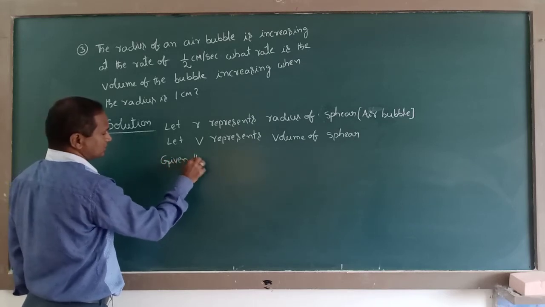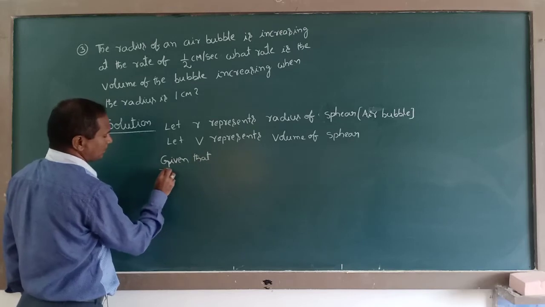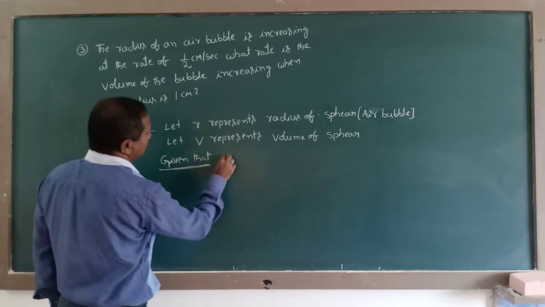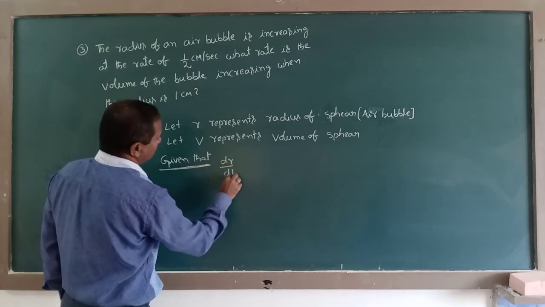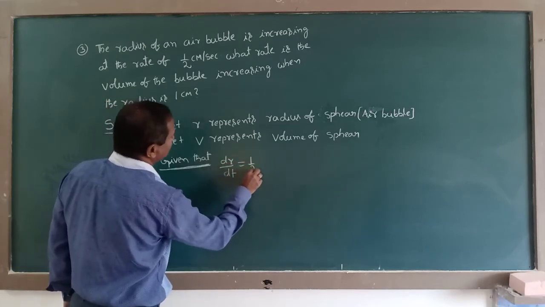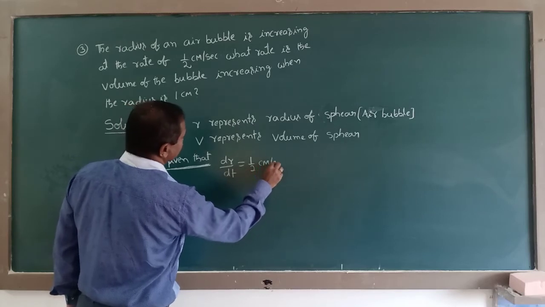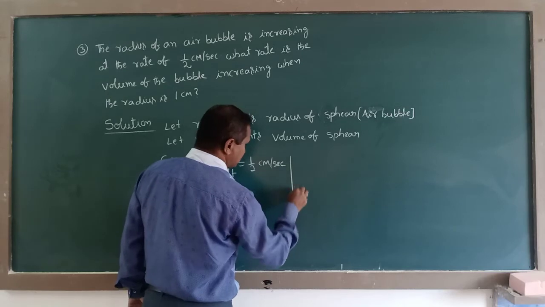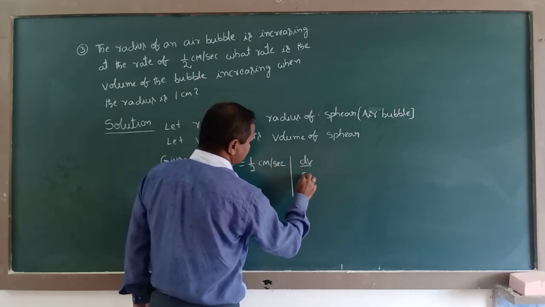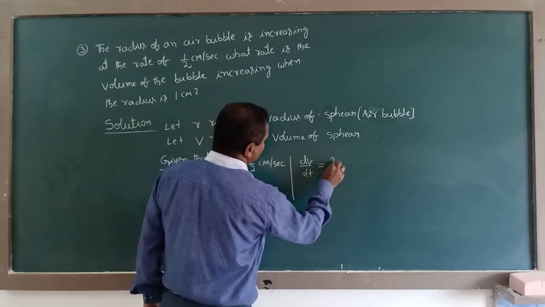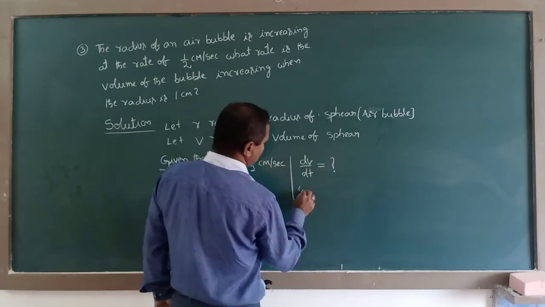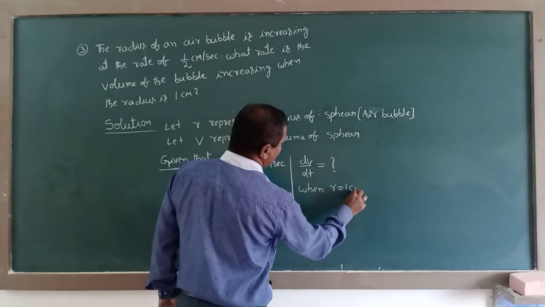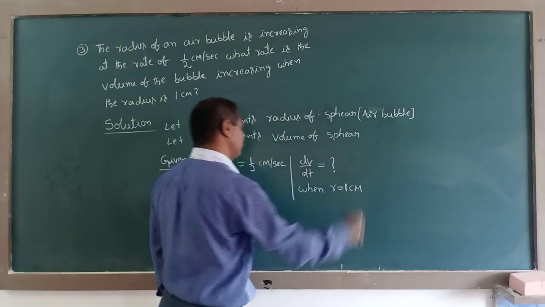Given that dr by dt is equal to half centimeter per second. They are asking here, dv by dt is how much when r is equal to 1 centimeter. About this they are asking here.